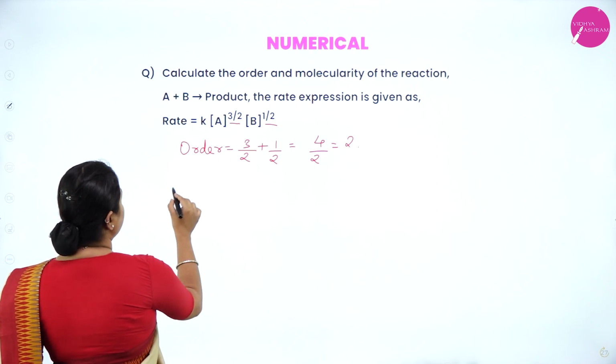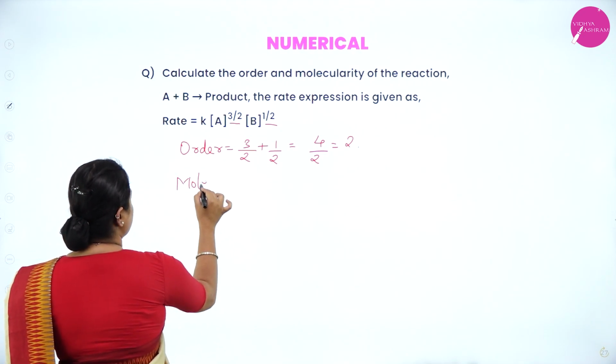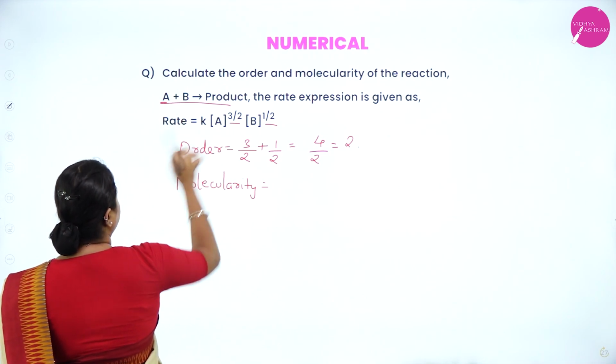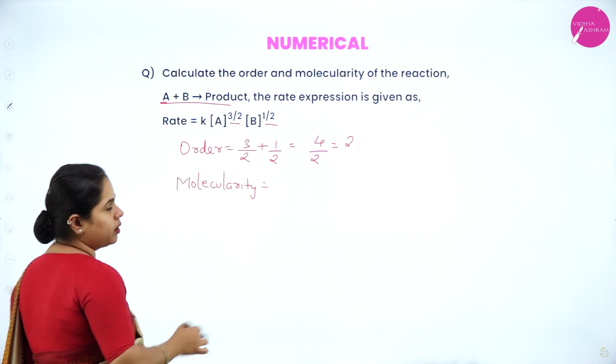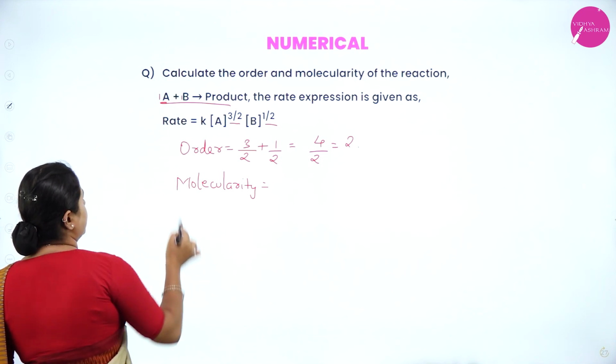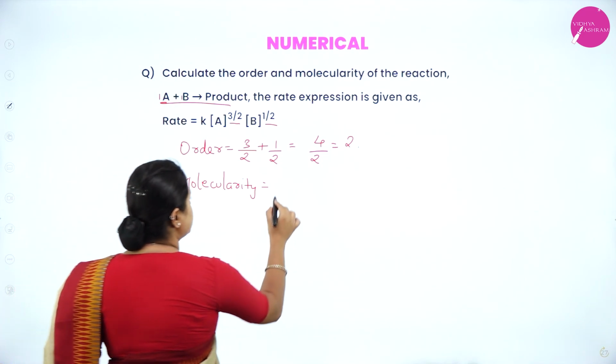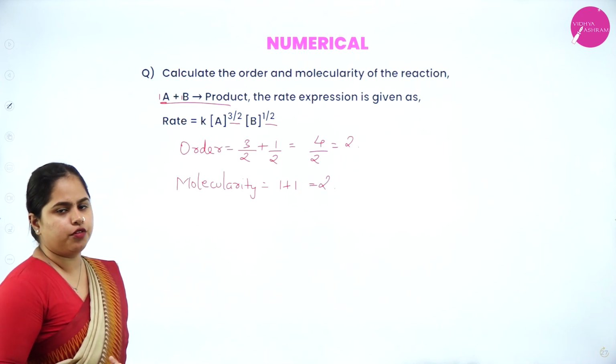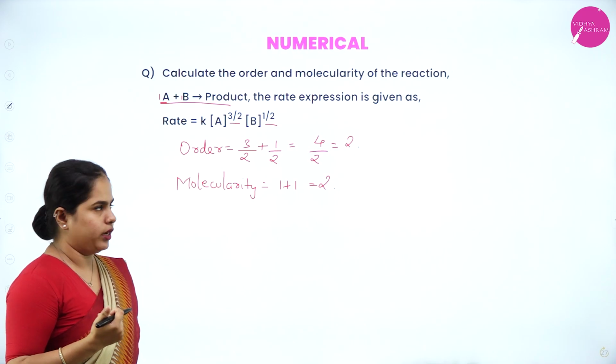Now moving on to the molecularity of the reaction. Molecularity means the total number of reacting species here. The reaction is already given here, A plus B giving products. So what are the numbers of moles here? 1 and 1. So what is the total number of reacting species here? It is 1 plus 1, which is equal to 2. So this is the order and molecularity of the reaction. This is how you have to calculate, right?